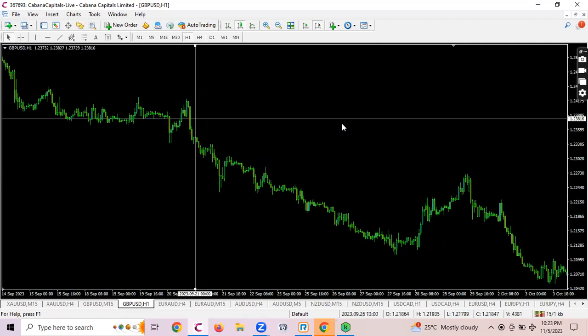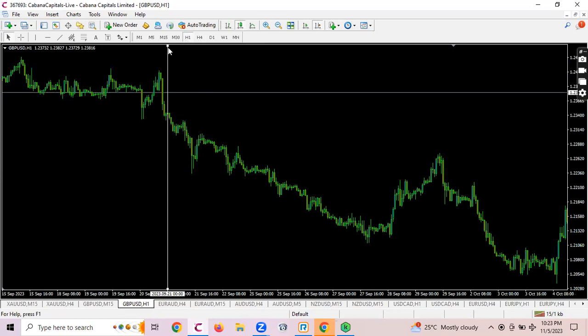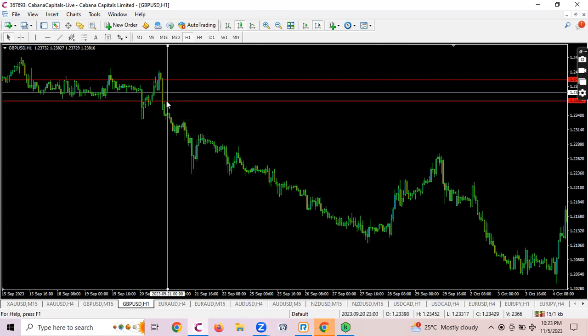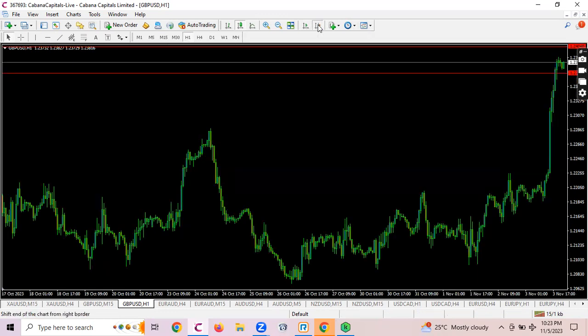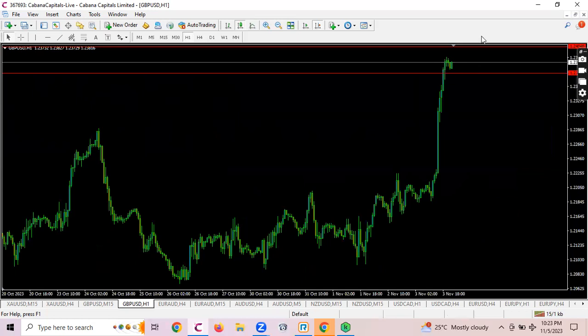So you can see on 1 hour, we have another block here. So it could be that they just want to fill this gap. And see, price is in between these levels. Can you see that? So it could be that they just want to fill this gap before pushing price down. That's my take on GBP USD.